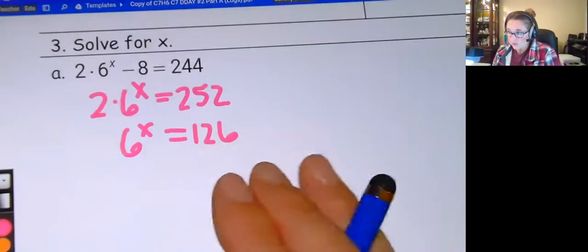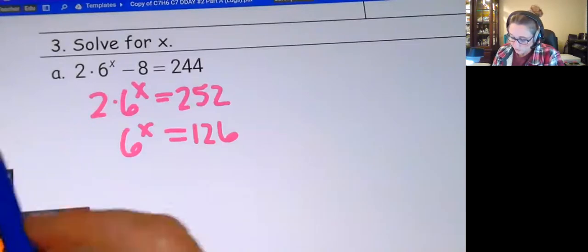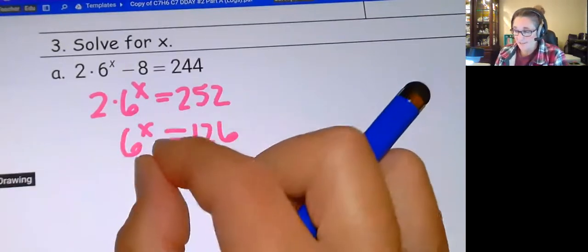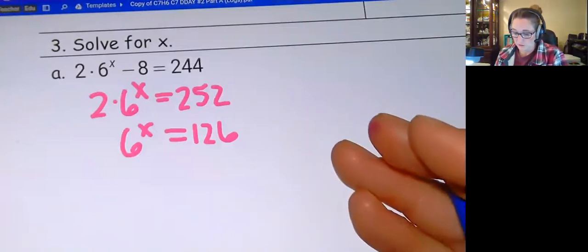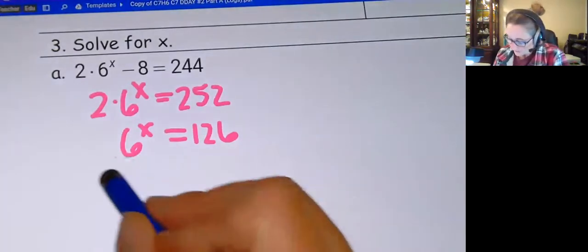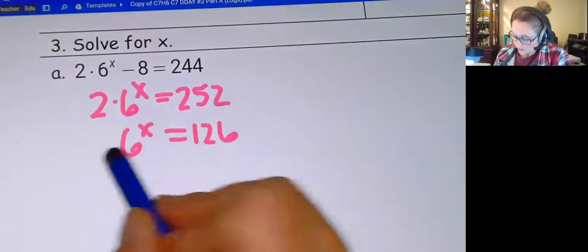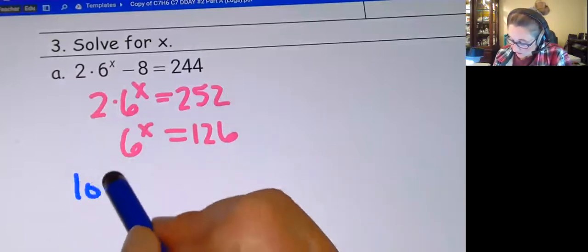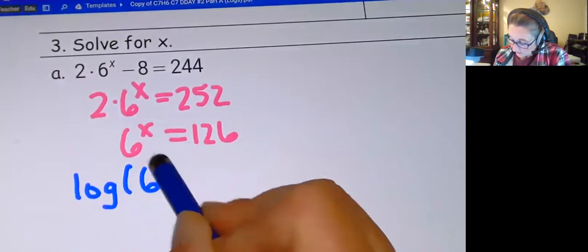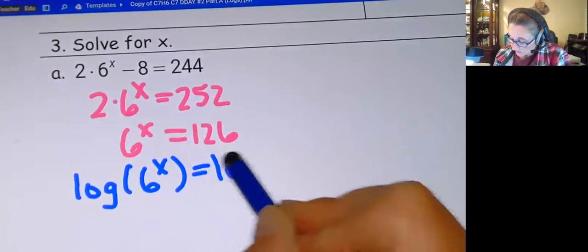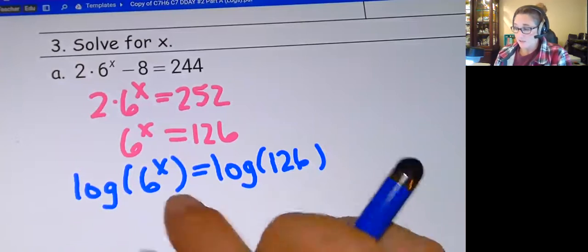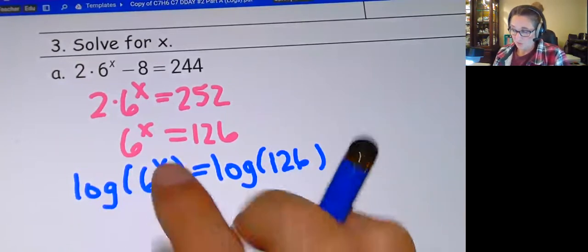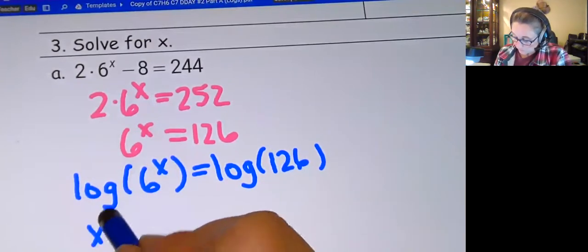So when you get it to this form, what you're going to do is log both sides. Exponentials and logs are inverses. That means they undo one another, like squares and square roots. So you might say, well, how do you do that? I'm actually going to take log of this side, and I'm going to take log of this side. There you go, I just logged both sides. Now, we learned that if you take log of something to a power, the power moves in front.